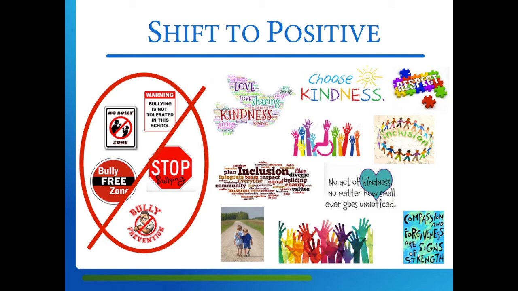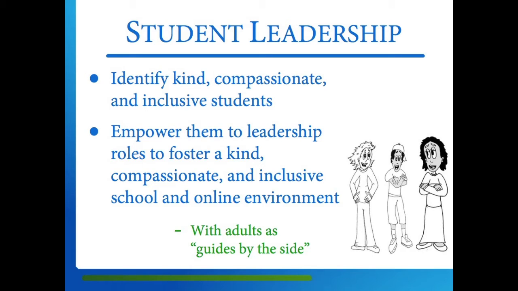Hopefully this slide makes things perfectly clear. It is exceptionally important to shift from trying to prevent the negative to encouraging, embracing, and focusing on fostering the positive. Okay, I know I'm repeating myself, but this is really important. If you want to have a positive school climate with students treating each other with kindness and respect, you've got to put your students in charge, identifying the kind, compassionate, and inclusive students, placing them in a leadership capacity with adults as guides by the side. You're not going to accomplish any positive change unless you follow this guidance.